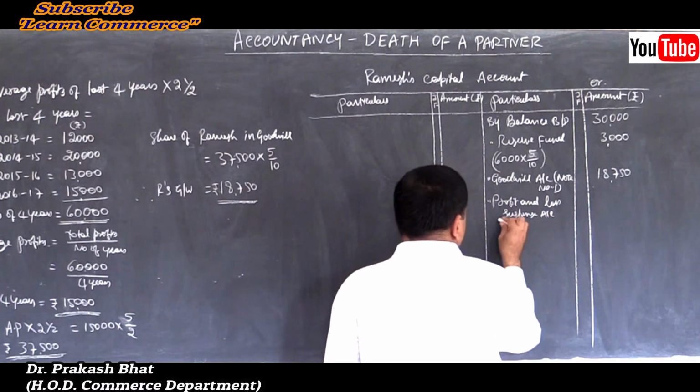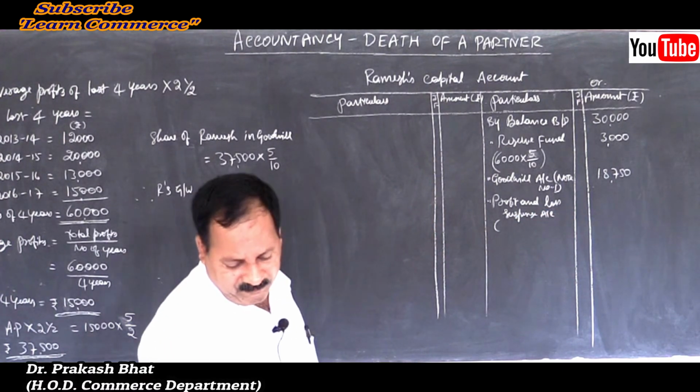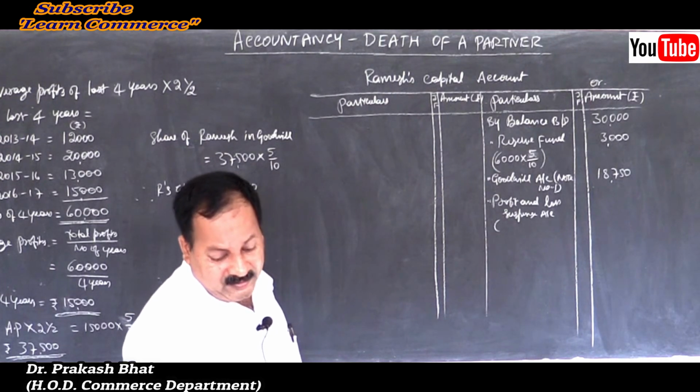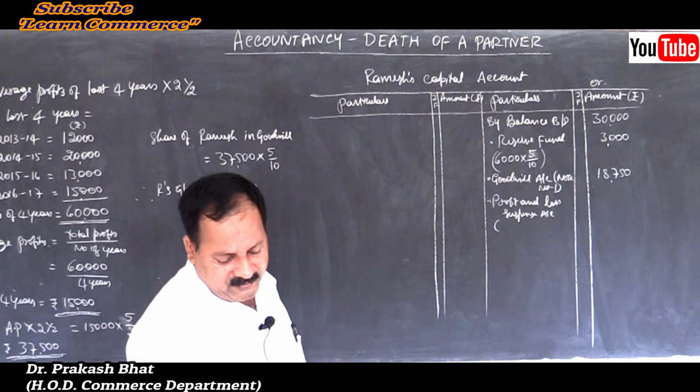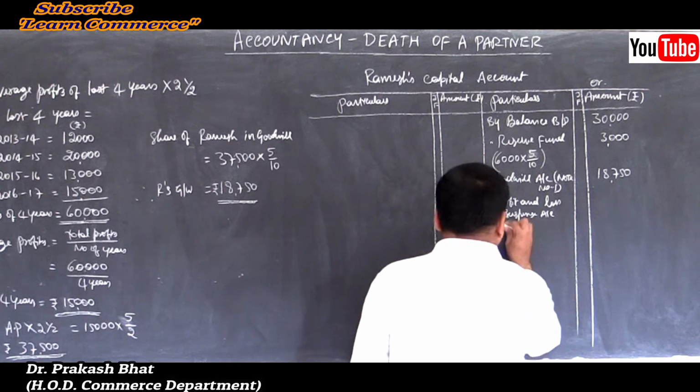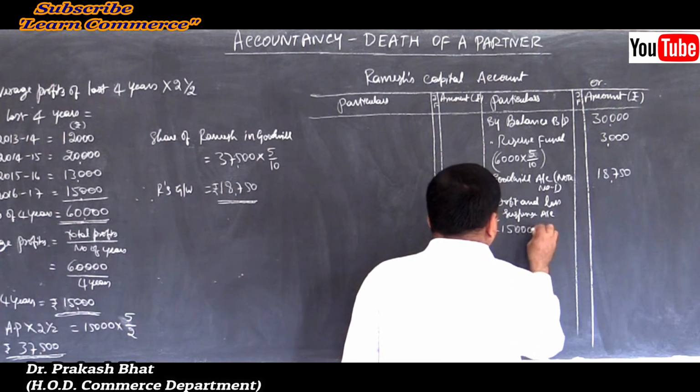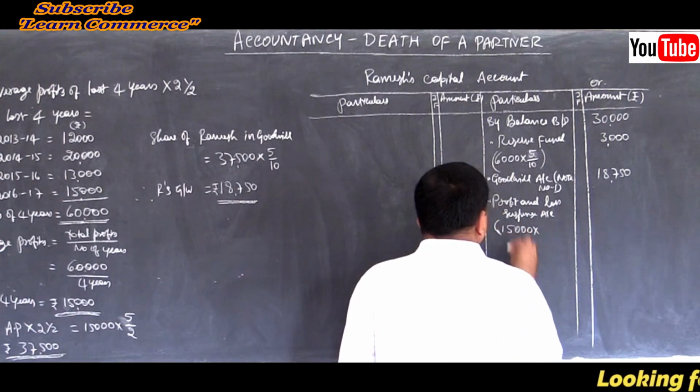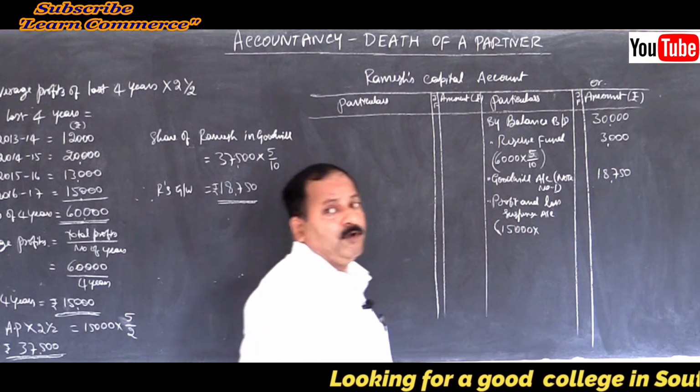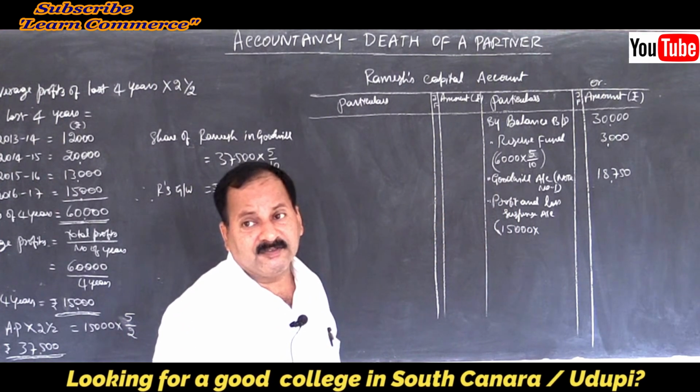Show the calculations here. How much is the last year's profit? Given in the problem while giving the information regarding goodwill, right? 15,000 current year profit, right? This is the profit for the whole year, for 12 months, entire year.